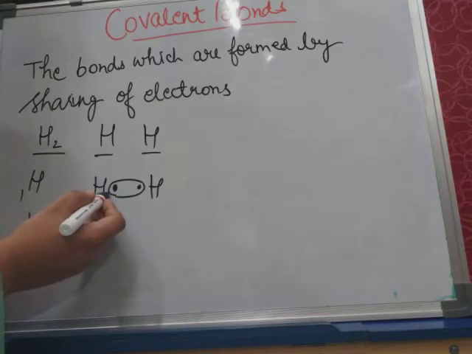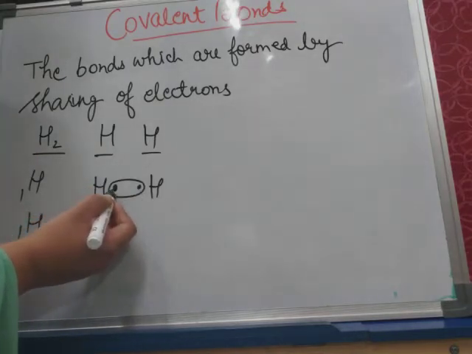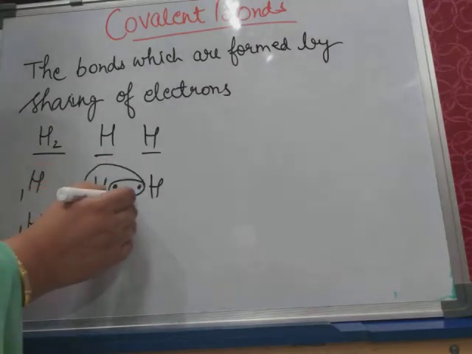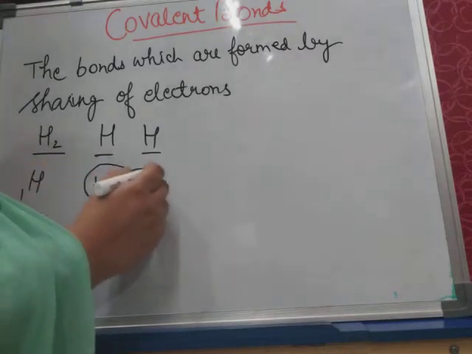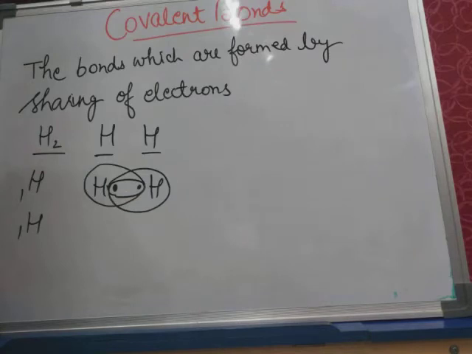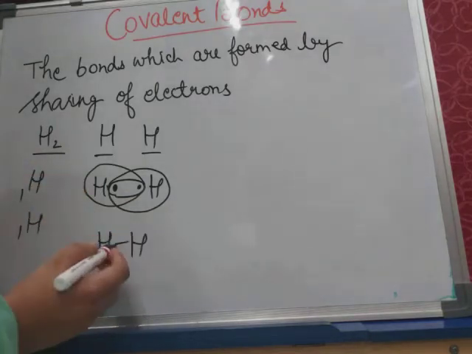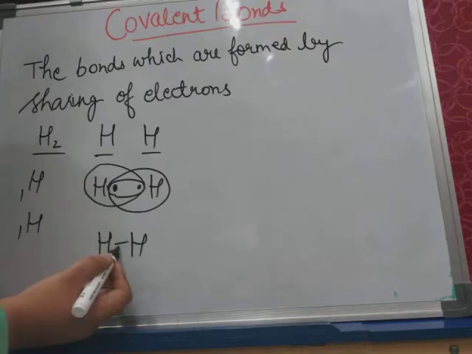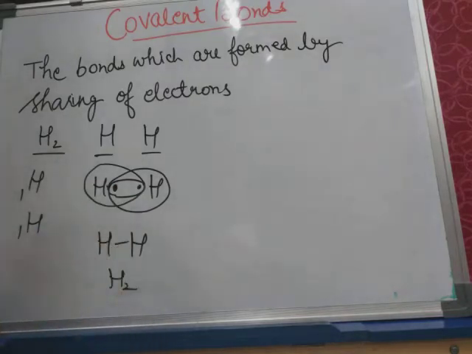See, this hydrogen will share its electron with this hydrogen atom, and this will share its electron with this hydrogen atom. So this hydrogen will have two electrons in its outermost shell, and this hydrogen will also have two electrons in its outermost shell. So this is how a single bond is formed. For the formation of a single bond, two electrons are required. A single bond is formed between two hydrogen atoms and a hydrogen molecule is formed.